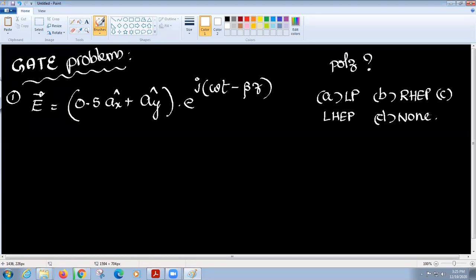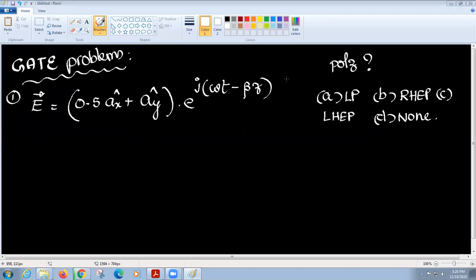Just please tell me what could be the answer. You can speak out. Yes, linear. Great. That's it. You can crack GATE now. How did you say it is linear polarization? Sir, e power 0, sir. The phase angle is 0.